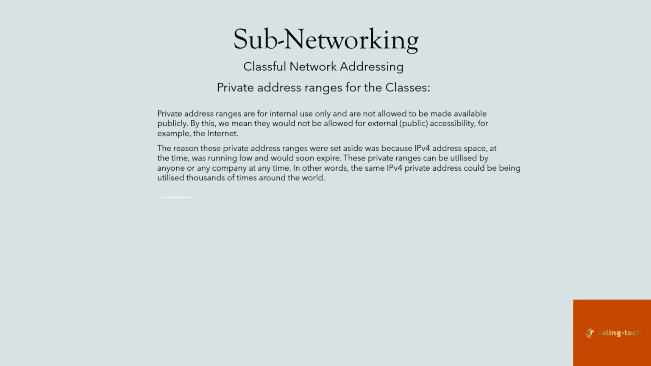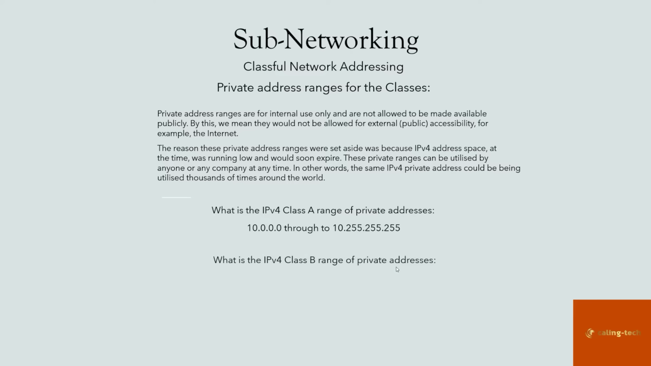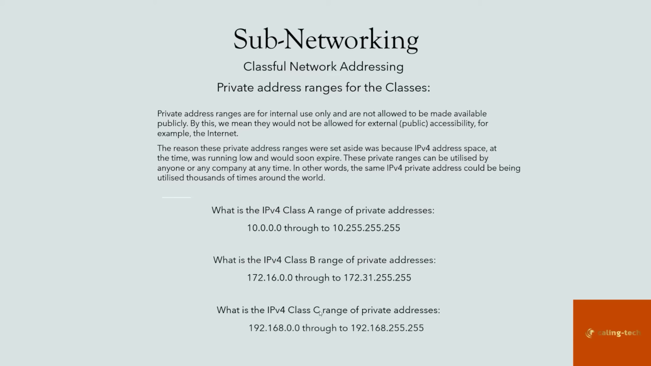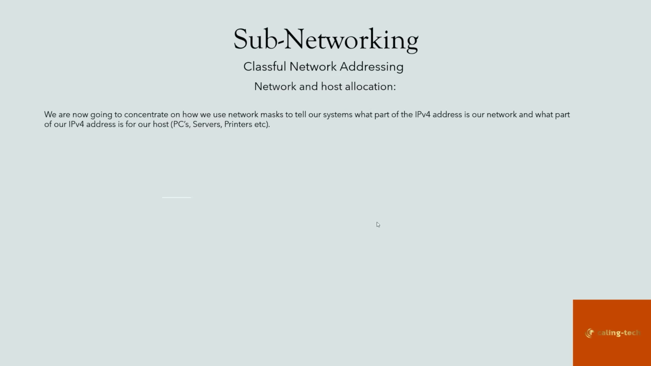So what are the actual ranges within the classes that are reserved for private use? Let's have a look at the Class A range of private addresses. It goes from 10.0.0.0 through to 10.255.255.255. The Class B range of private addresses goes from 172.16.0.0 through to 172.31.255.255. And the Class C is 192.168.0.0 through to 192.168.255.255.